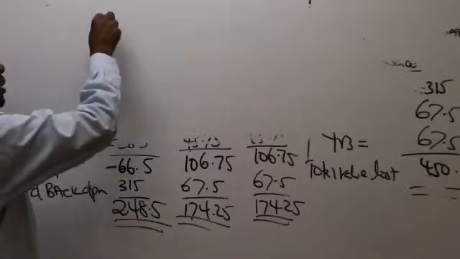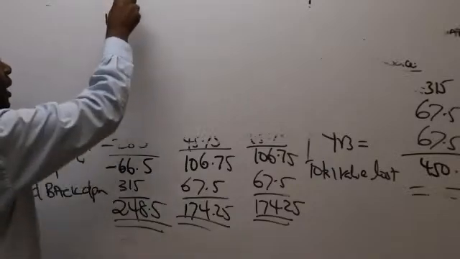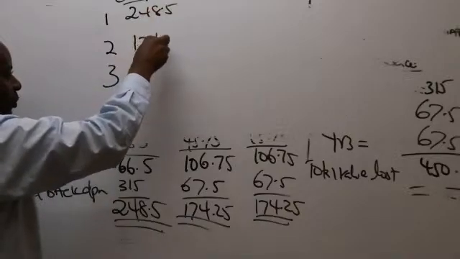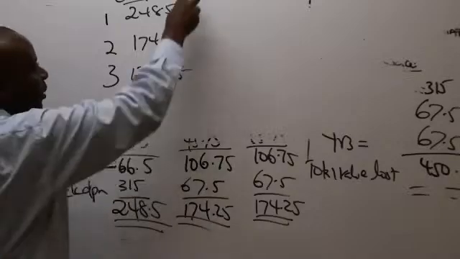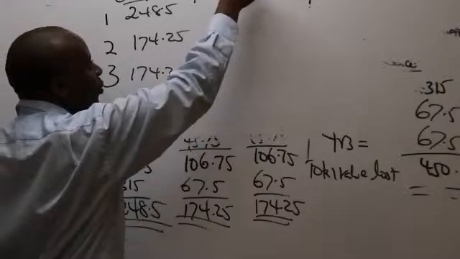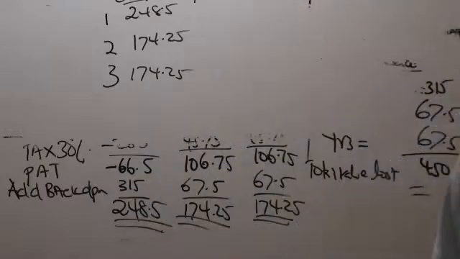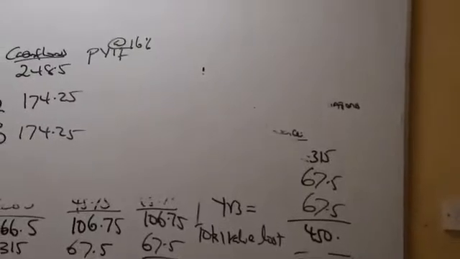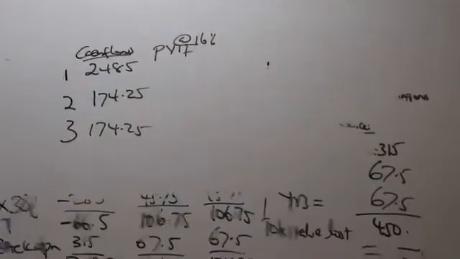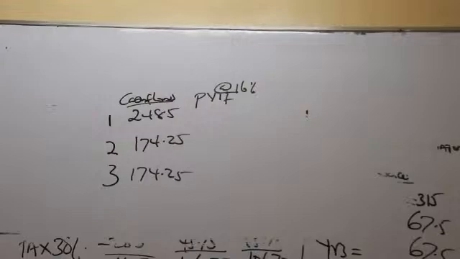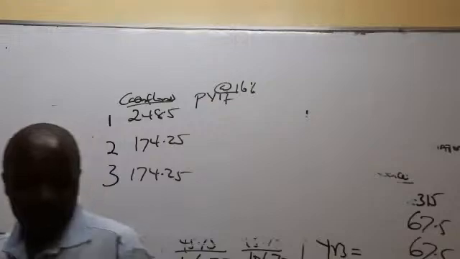Very good. So, ladies and gentlemen, we have time 1, 2, 3. We have our cash flows: here we have 248.5, here we have 174.25, here we have 174.25. So come and give us PVF. Do you still remember our KU was 16%? Our KU is supposed to be 16%. So could you kindly give me these figures very fast? I know you know how to discount, right?